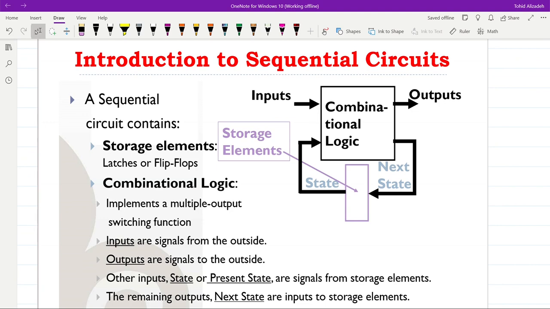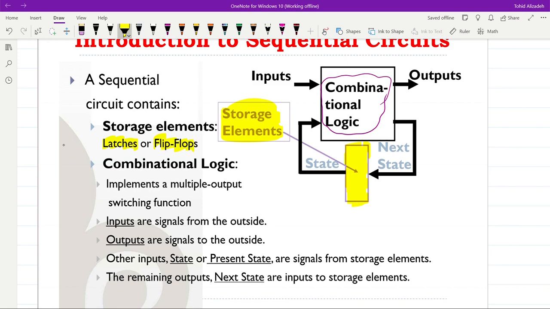So as an introduction to the sequential circuits, we could say that a sequential circuit is a combination of a combinational logic or a combinational circuit plus storage elements. So the sequential circuit contains storage elements, which are latches or flip-flops, and you can see that they are placed here. And then we have the combinational logic, as you can see here, and they are connected to each other.